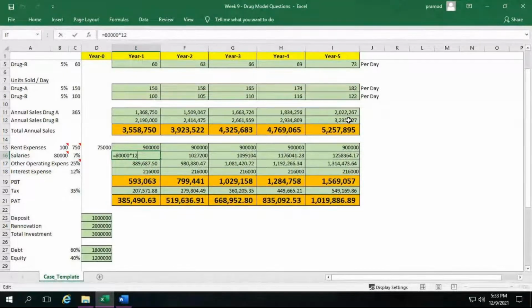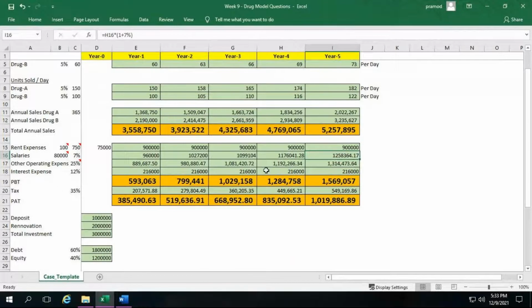As they told, there will be a growth of 7% in the salary next year. So whenever there is a growth, you take the previous amount and multiply it by 1 plus 7%, and you will get the value. In the same manner, you need to continue till the end, for 5 years. Okay, sir. Got it, sir. Thank you, sir.